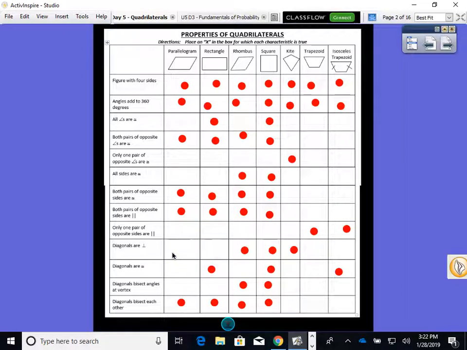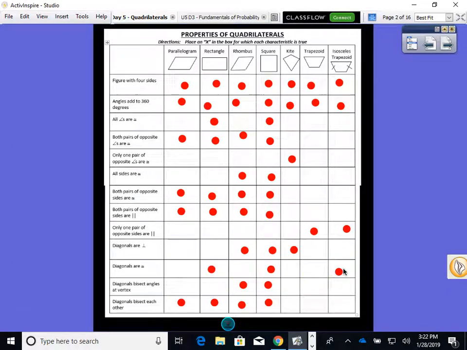Diagonals are perpendicular. So when you draw the diagonals, there's two diagonals for each one of these, and they would cross. Where they intersect, this is asking, do they form 90-degree angles? Because they're saying the diagonals are perpendicular. So the rhombus, the square, and the kite, those are all types of quadrilaterals where their diagonals are perpendicular. Diagonals are congruent: the rectangle and the square.